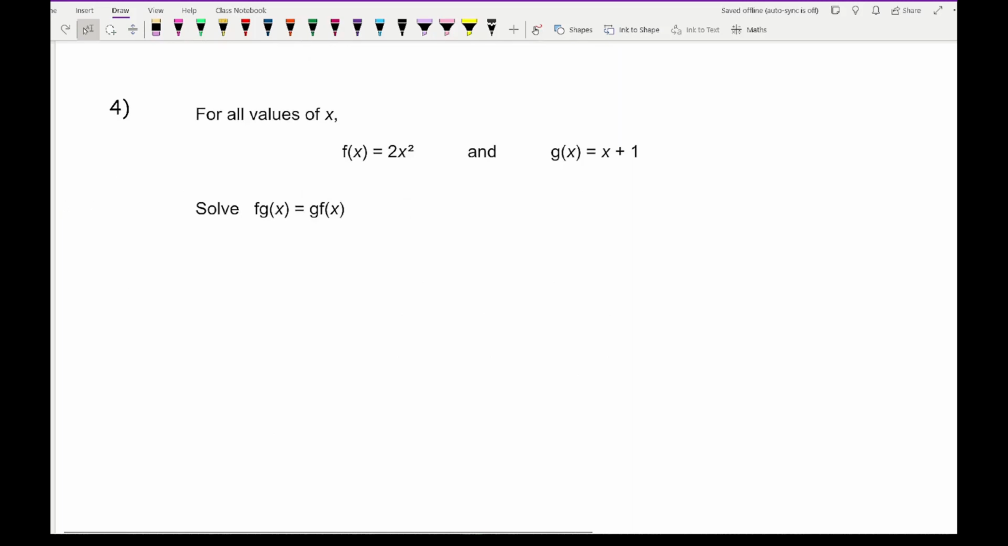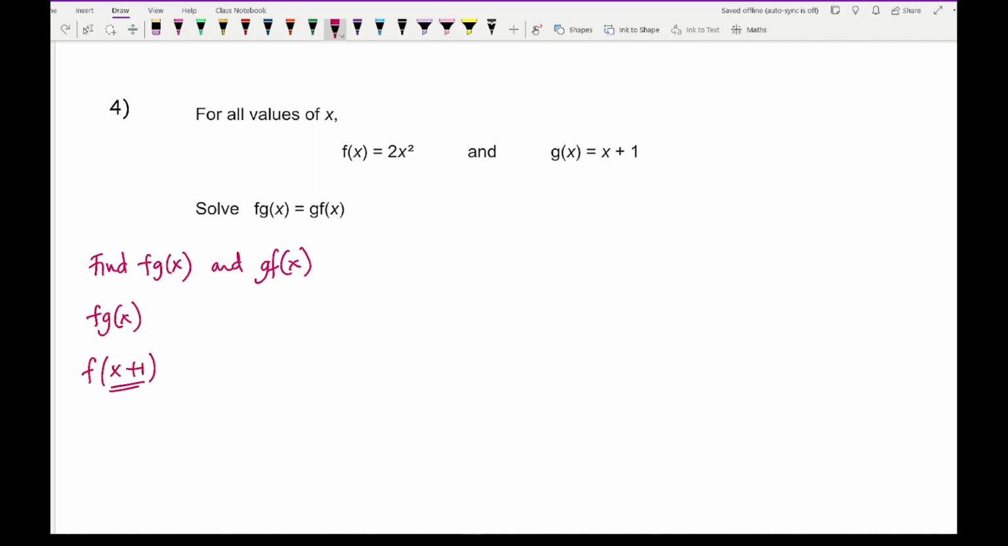Then looking at question 4, it says for all values of x, f of x equals 2x squared and g of x equals x plus 1. Now for this it says solve fg of x equals gf of x. So what I need to do first is first of all find fg of x and gf of x. So looking at fg of x is where I'm substituting, well, g goes first, so it's f of g of x, which is x plus 1.